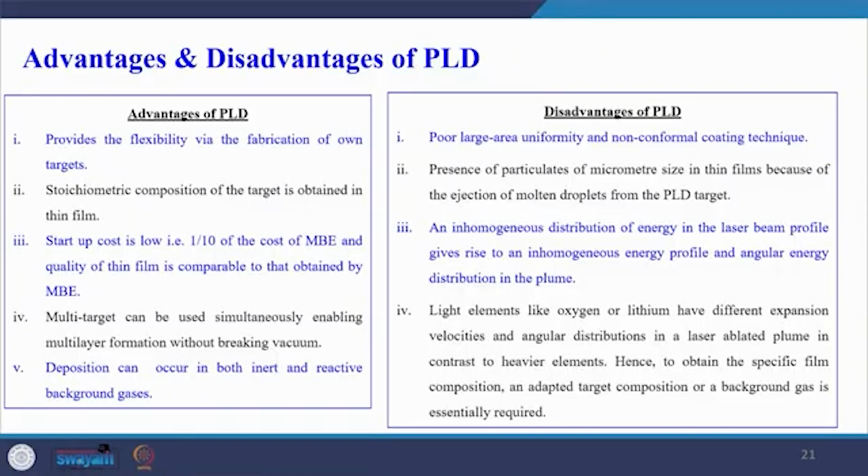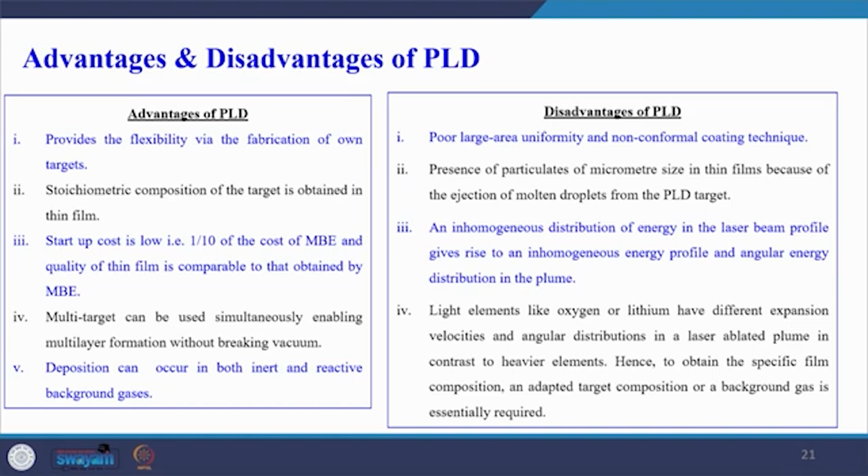Then the target substrate distance also, because one has to optimize this distance. If the distance is too long, then the material will not finally reach the substrate. But if this distance is very small, then this plasma plume can re-ablate the material. Now, finally, I will come to the advantages and disadvantages of the pulsed laser deposition technique.